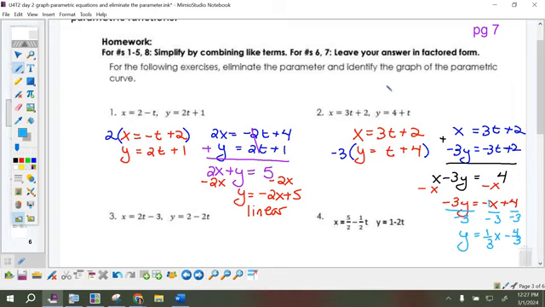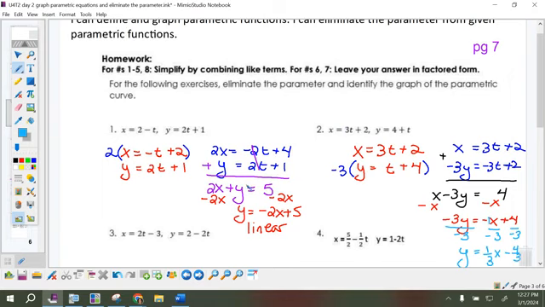If you would rather do substitution where you isolate the t variable in the x equation and input that into the y equation, you can absolutely do that. Okay, so your job is to finish page 7 and page 8.